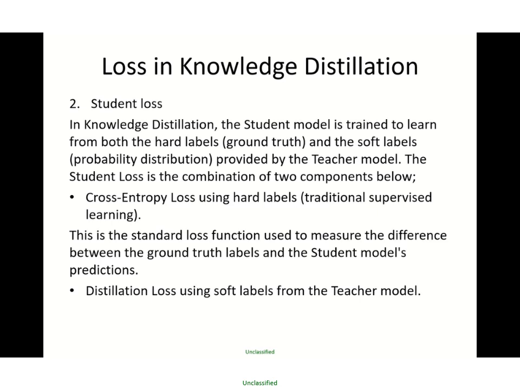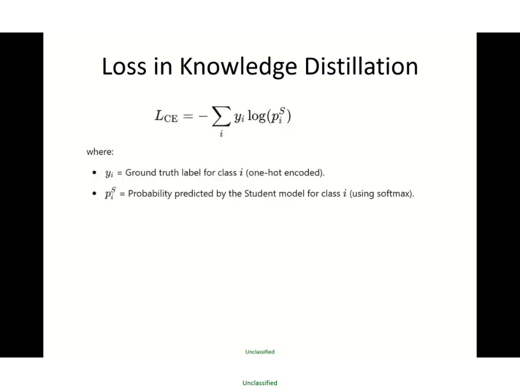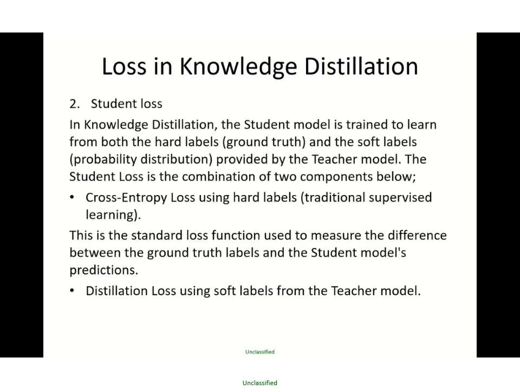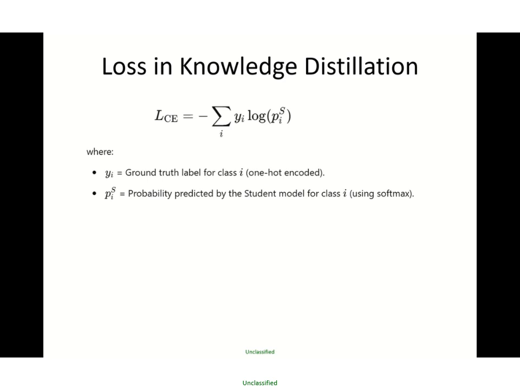Another loss that contributes to the student loss is the distillation loss using soft labels from the teacher model, which we've just explained above. And the student loss is computed in the given function that is visualized, where yi is the ground truth label for the different classes of data, and p_i^s is the probability predicted by the student model for class i using the softmax temperature formulation.